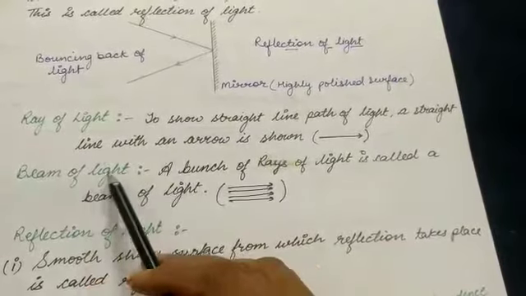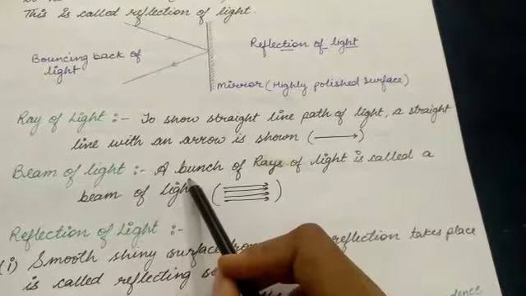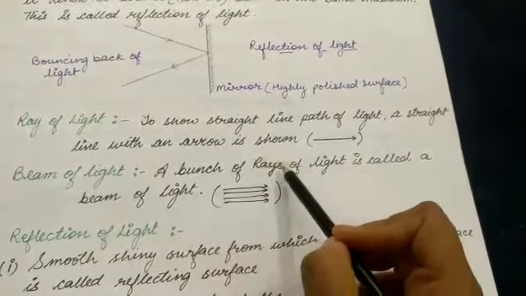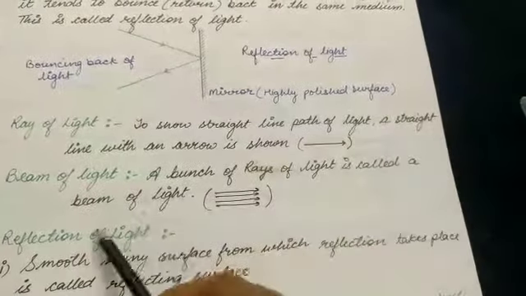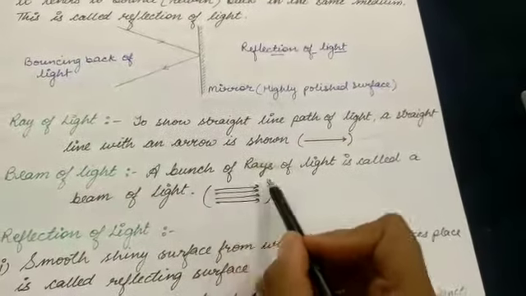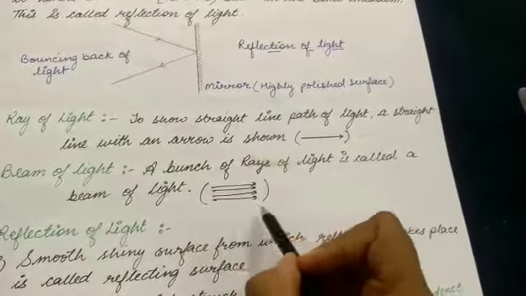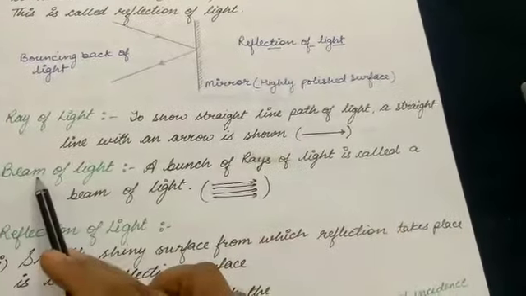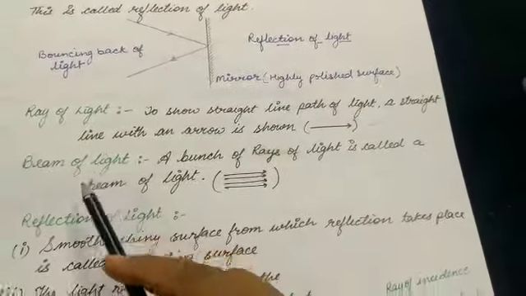Beam of light is just a collection of rays of light. A bunch of rays of light is called a beam of light. So these are parallel light rays. A collection of parallel light rays is called a beam of light.